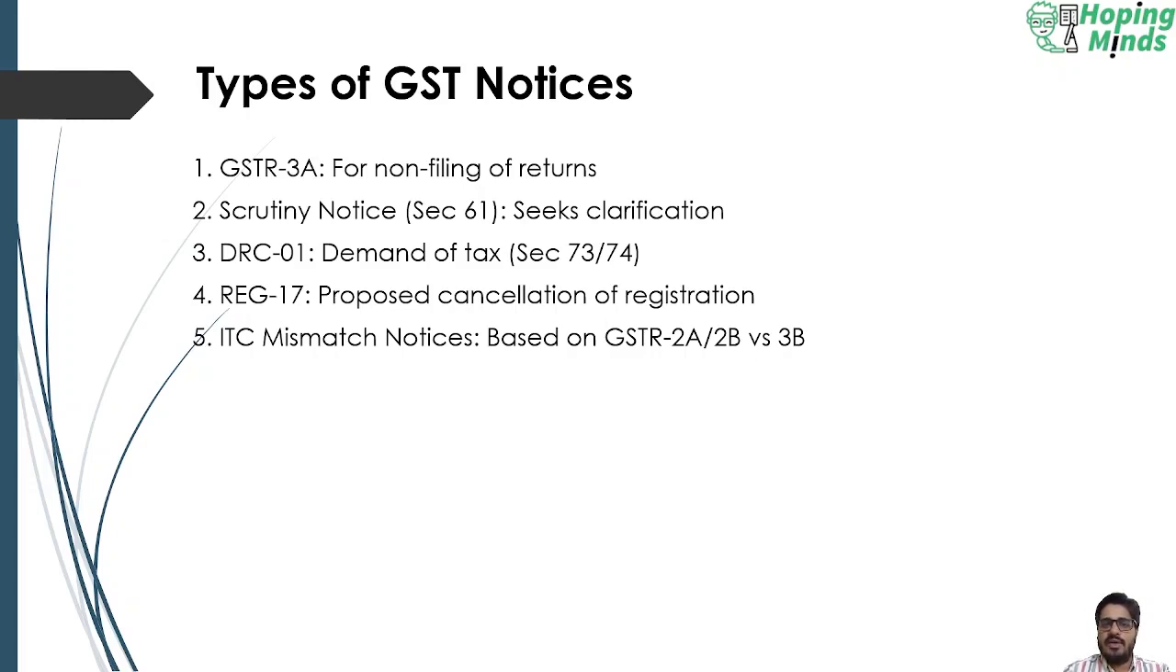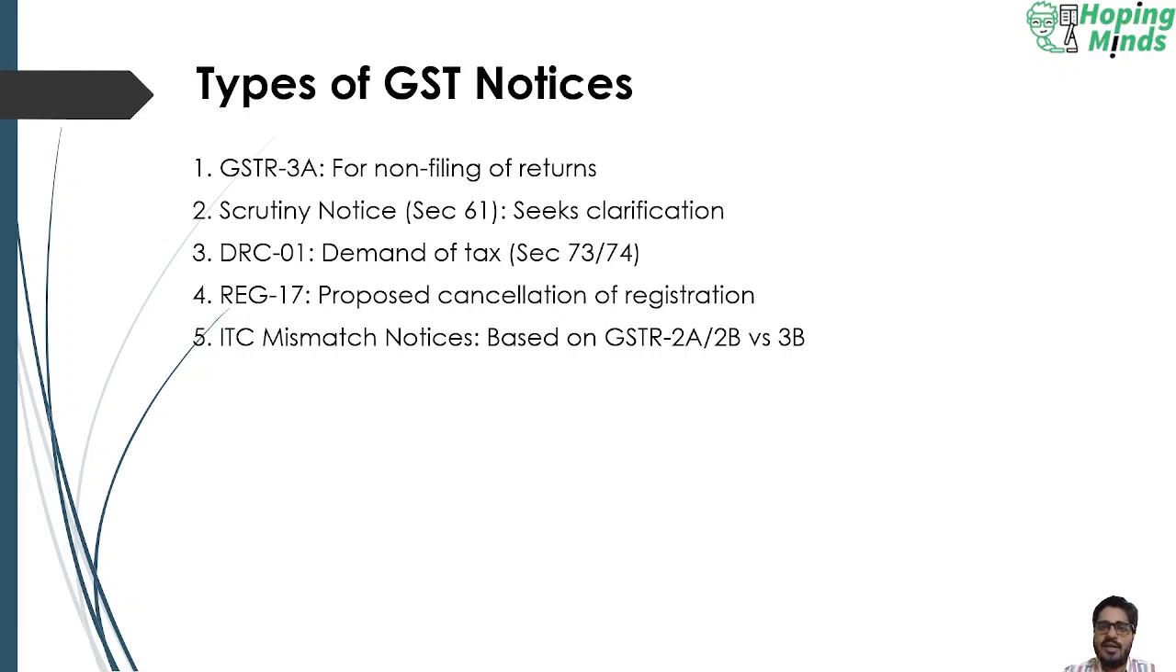Then DRC 01, demand of tax under section 73 or 74. The proper officer may issue notice to the taxpayer when they find a mismatch between the claimed amount and the available amount in the value of input tax credit, or any other mismatch that leads to a mismatch in the taxes.